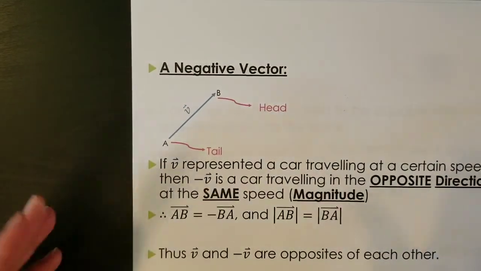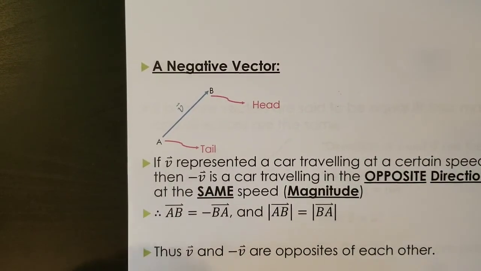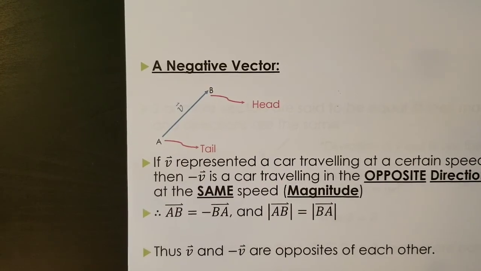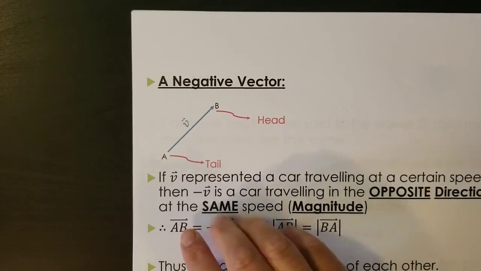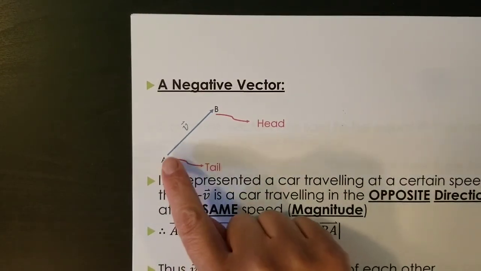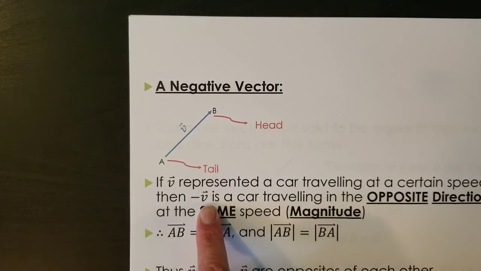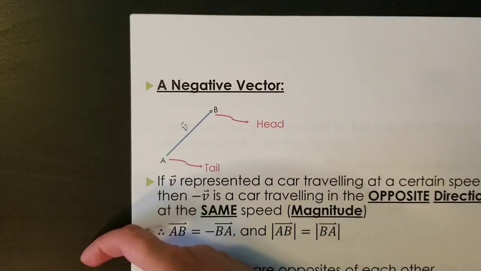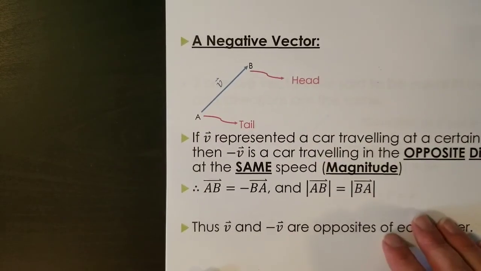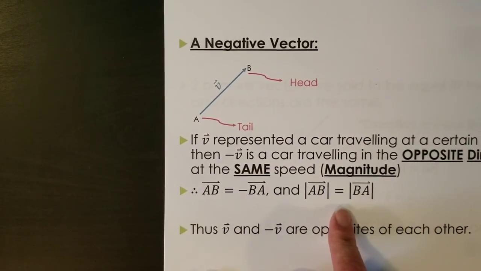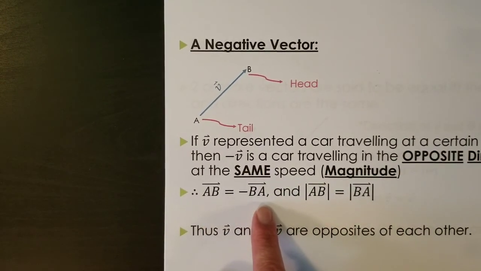The next thing we're going to look at is a negative vector, and that's kind of what I was talking about there: a vector with the same magnitude but an opposite direction. So if this vector v means something traveling, say, northeast, the vector negative v, or an opposite vector to v, would be going in the exact opposite direction, so southwest, and have the same magnitude. So that would be vector BA, the negative vector to that.